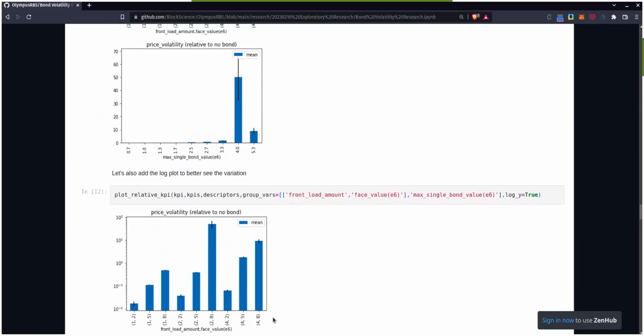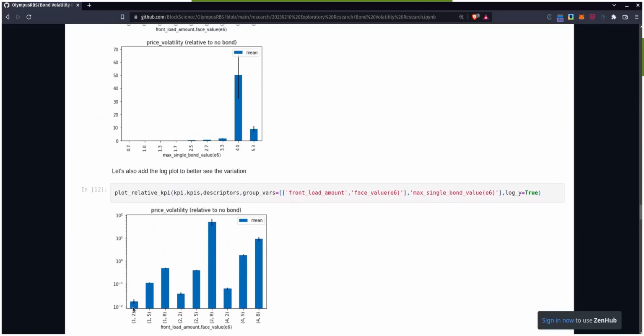If we look at that in the algorithmic scale, we can see when the face value is increasing, usually there's more price volatility, as we've seen in experiment 1, 2. And a bigger front load amount would cause bigger price volatility in general, except the last case where the total face amount is 8 million.